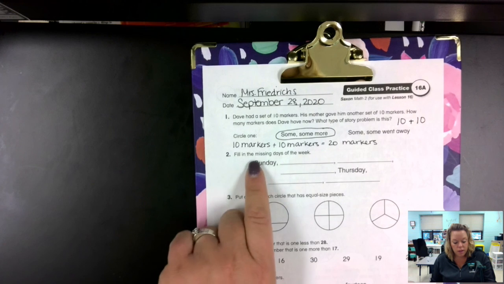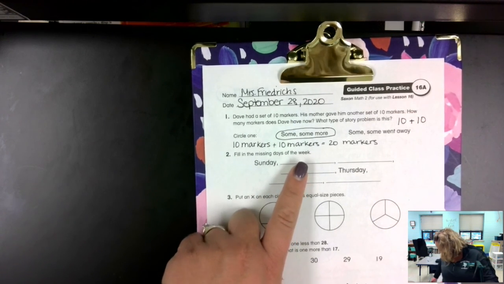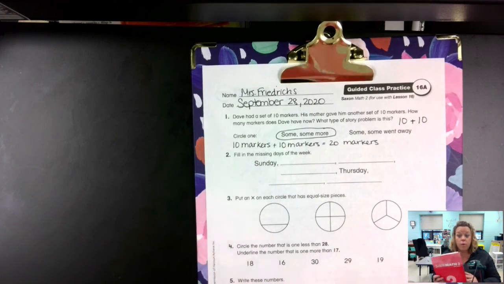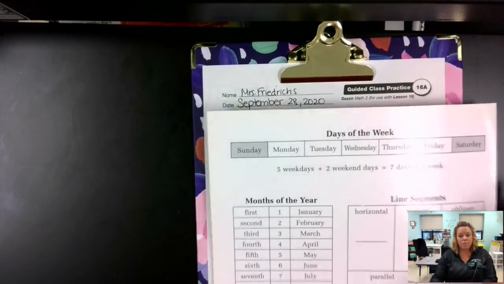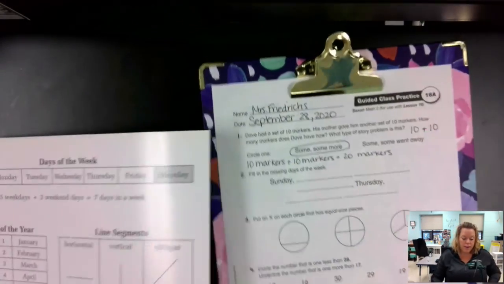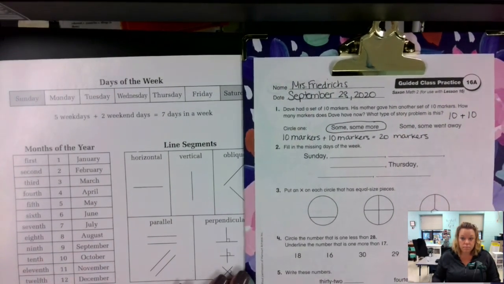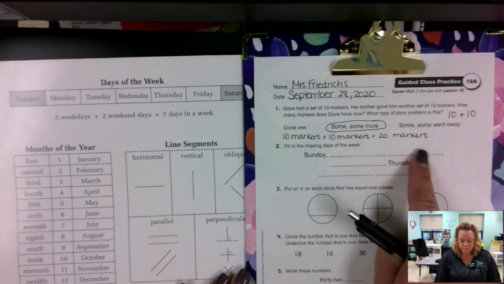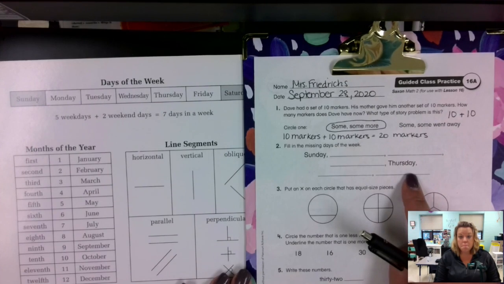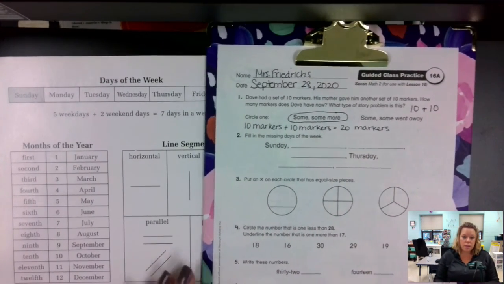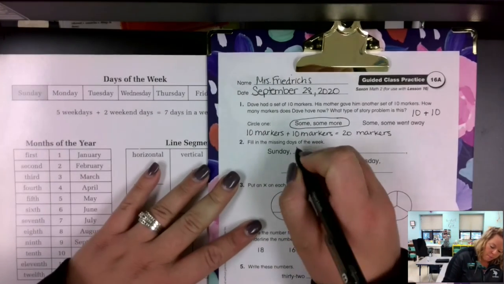Okay, number 2, fill in the missing days of the week. This is where your red folder will come in really handy if you do not know how to spell any of the days of the week. We just went over them, didn't we? They're right up here. So if I need that to help me, guess what? I'm gonna use it. All right, Sunday, Thursday. Okay, what's going to come after Sunday? After Sunday comes Monday. You'll notice there's a capital M.